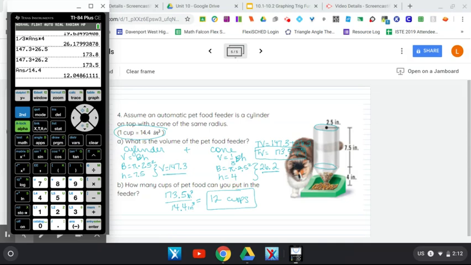All right, so that is the end of the lesson for composite solids. So please ask if you have any questions and make sure you work on your practice. All right, good luck.